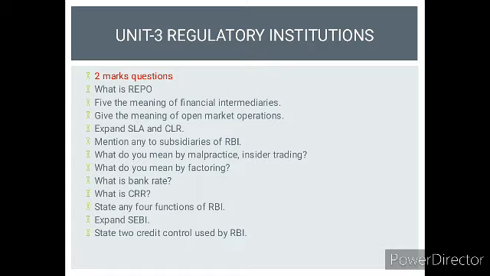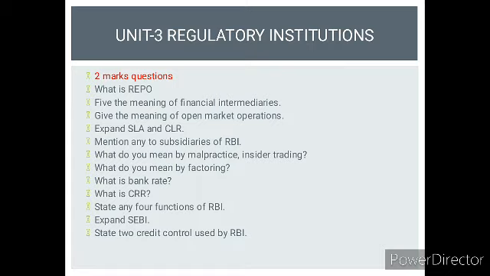Next we have another question which comes here: state 2 credit control systems which are used by RBI. Normally RBI uses 2 different methods. One is quantitative and another one is qualitative. Under the quantitative method we have bank rate policy, open market, lending rate policy, repo rate, reverse repo rate. Under the qualitative method we have fixation of margin, regulation of consumer credit, direct action, variable portfolio ceilings, and moral suasion.